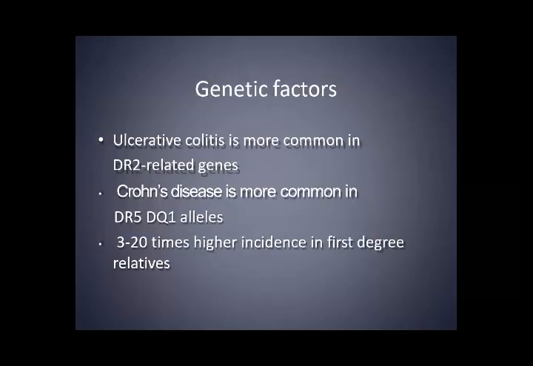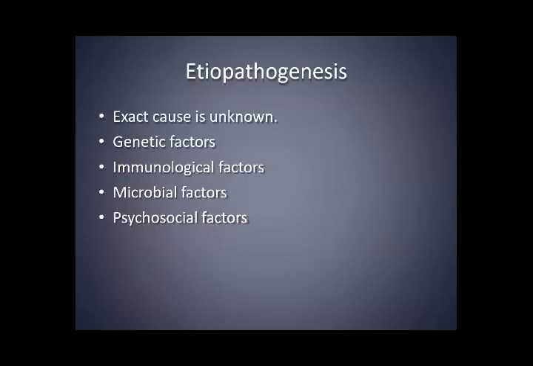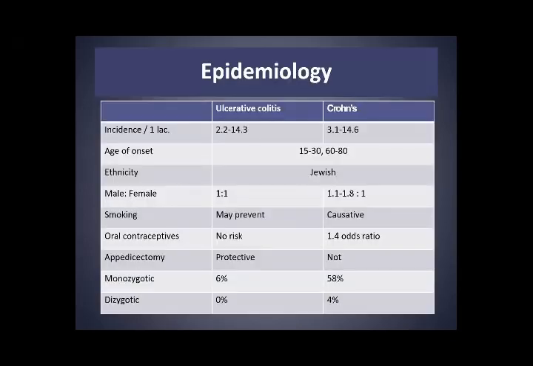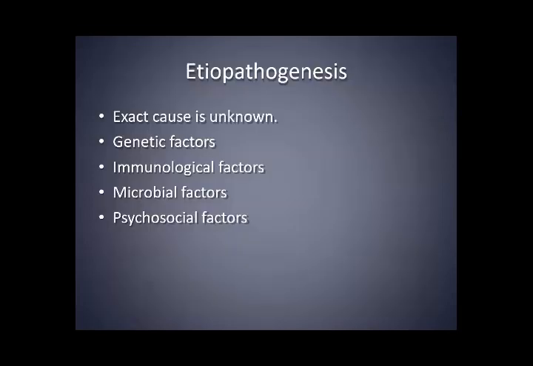Genetic factor, as we discussed: ulcerative colitis is more common in DR2 related genes, while Crohn's disease is more common in DR5, DQ1 alleles. So ulcerative colitis DR2 and Crohn's DR5. There is a 3 to 20 times higher incidence in first degree relatives. If you are monozygotic twins, there is a high incidence of having the disease, 6% in ulcerative colitis and 58% in Crohn's disease. Dizygotic twins, usually they don't have any precipitating factor, but 4% in dizygotic twins.